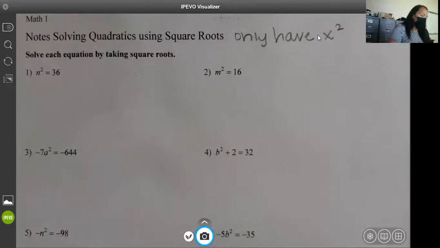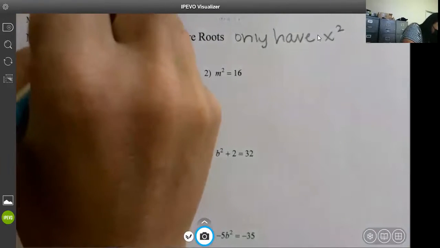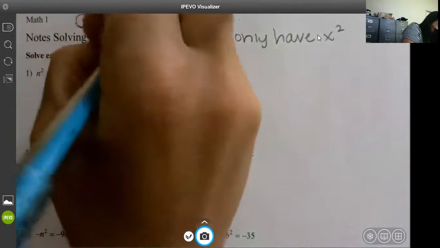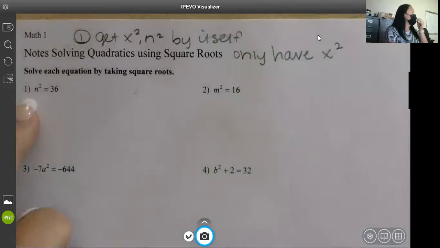So it's really easy. Your first step is to get x squared or n squared or whatever your variable is by itself. If you look at the very first one, you'll see that it already is by itself. So you want it over there with nothing in front of it and nothing behind it.